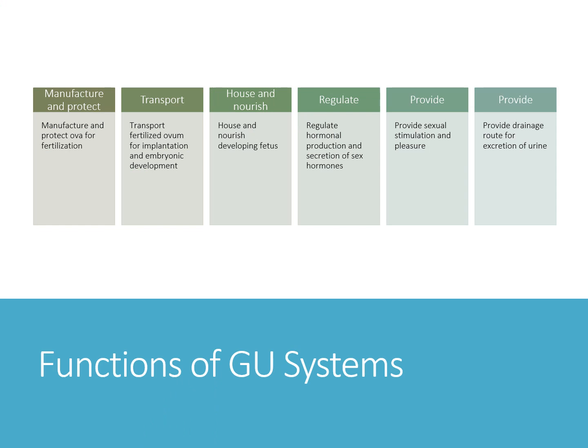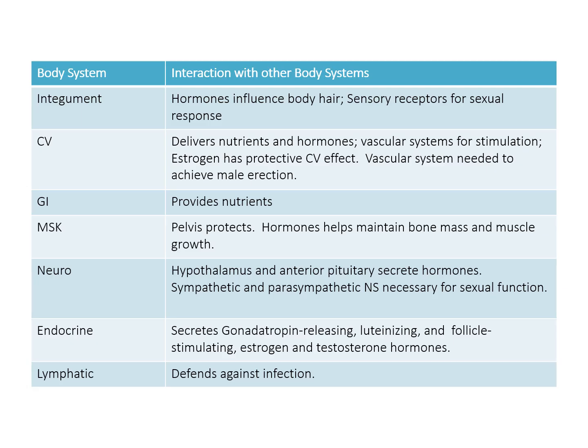The functions of the genitourinary system really do focus on reproduction, sexual health, and on providing a drainage route for excretion of urine. As we discussed with our review of the other systems, the genitourinary system also interacts with other body systems. Problems with the urinary or reproductive systems can not only affect the systems shown here on this slide, but they can also trigger problems in other body systems. In addition, difficulties with these systems can affect the patient's quality of life and sense of well-being.